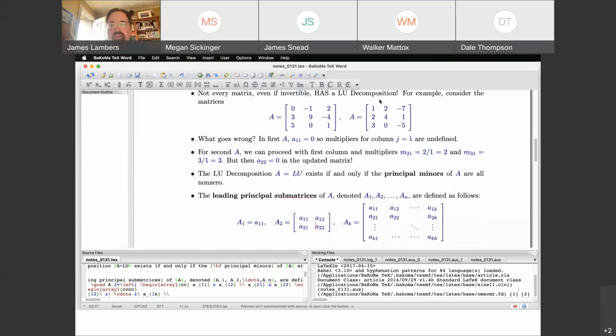All right, so that is our existence criterion for the LU decomposition. Questions about that before I turn to uniqueness?